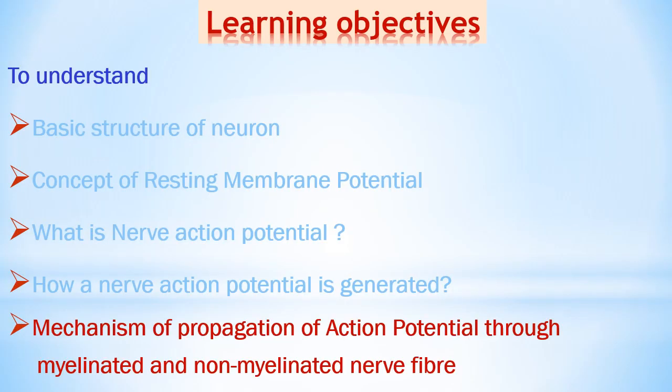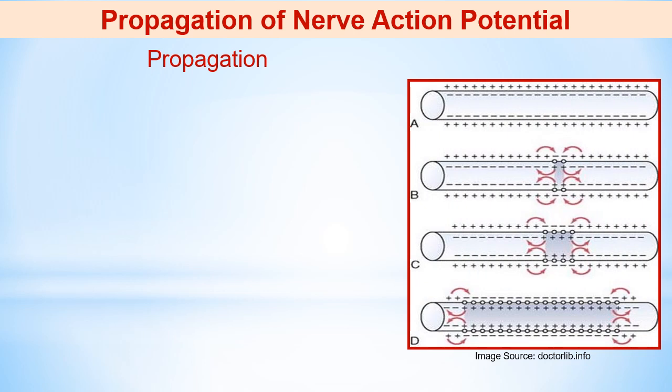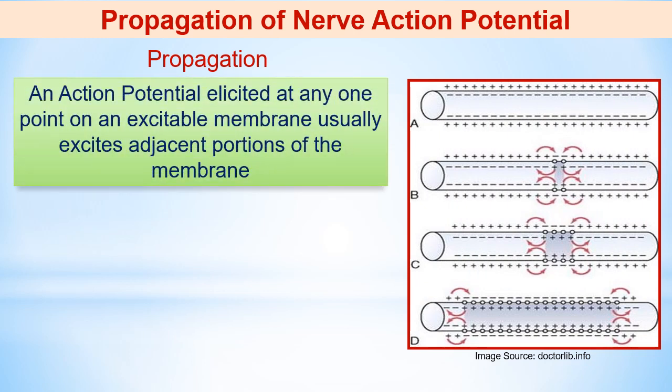Let us now begin the discussion of our final objective of this presentation, the mechanism of propagation of action potential through myelinated and non-myelinated nerve fiber. So, the stages of propagation of nerve action potential are: an action potential elicited at any one point on an excitable membrane usually excites the adjacent portions of the membrane.